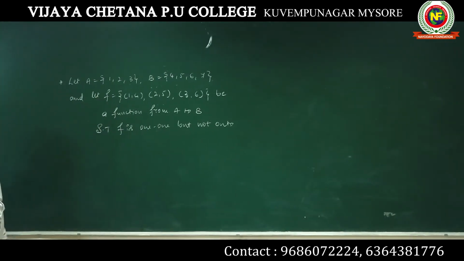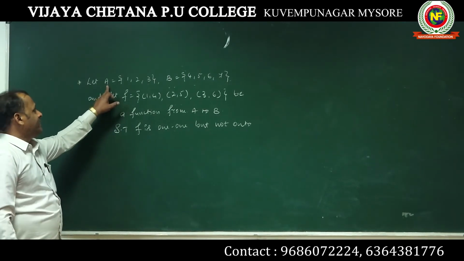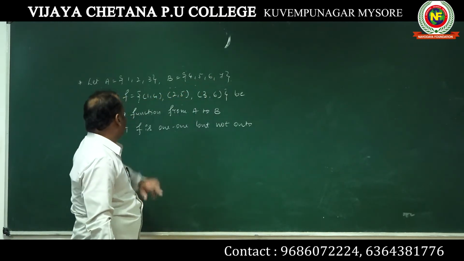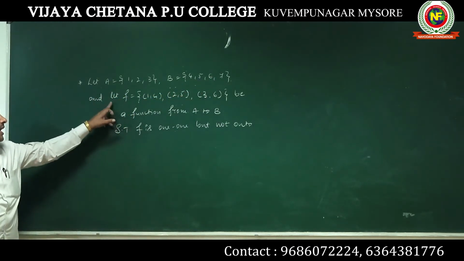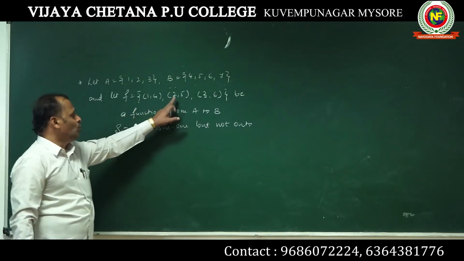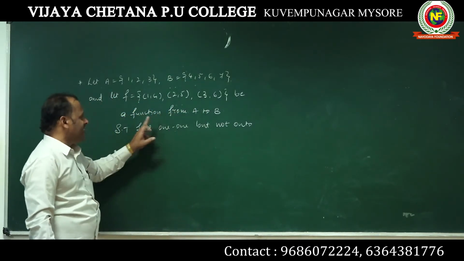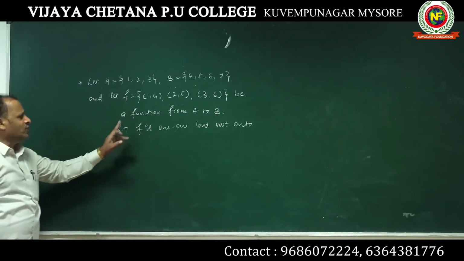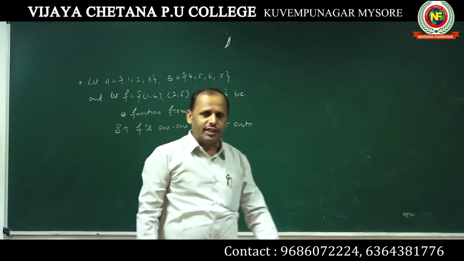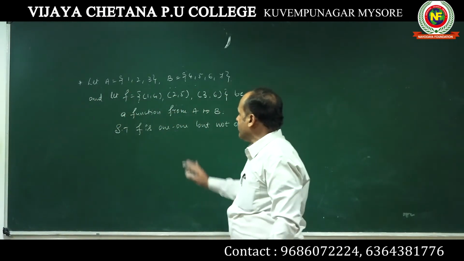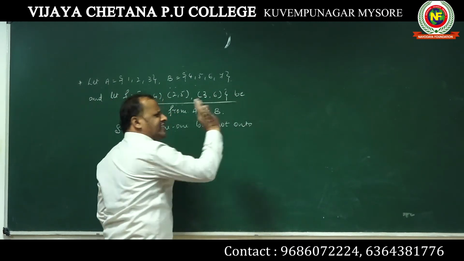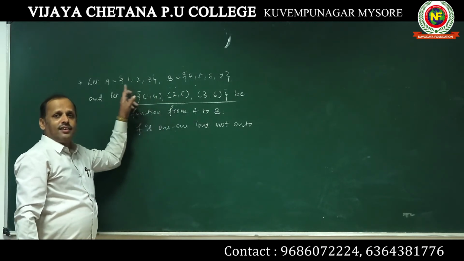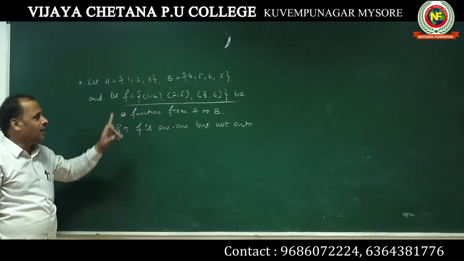Now here, let set A be 1, 2, 3 and B be 4, 5, 6, 7, and the function is given. Let the function f, 1 to 4, 2 to 5, 3 to 6, be a function from A to B. Show that f is 1-1 but not onto. It is very simple. Here 1, 2, 3 are the elements of the domain.